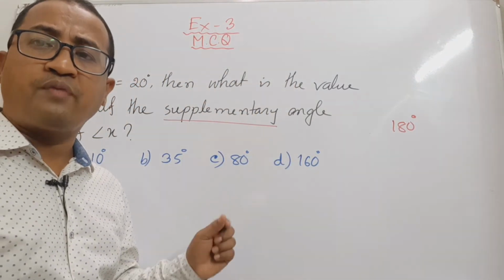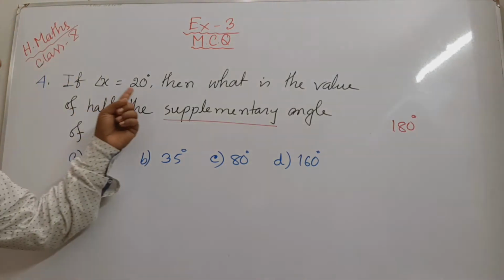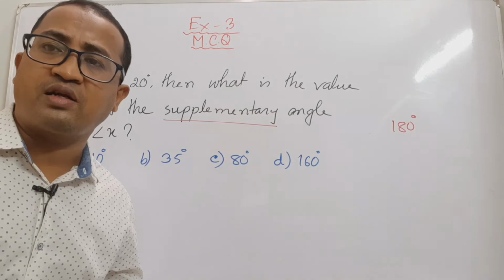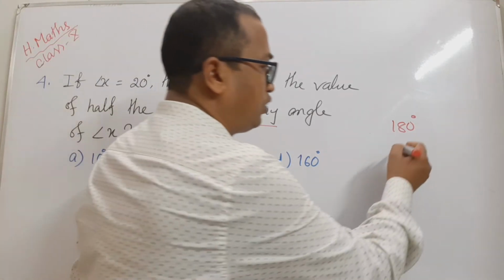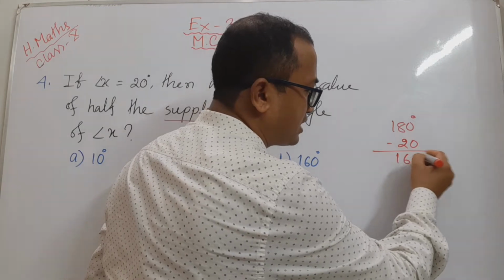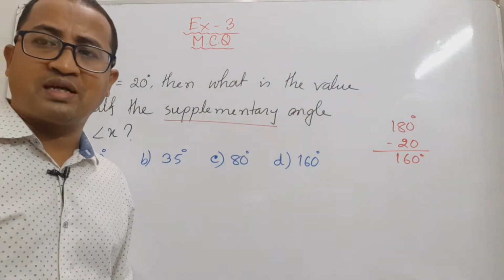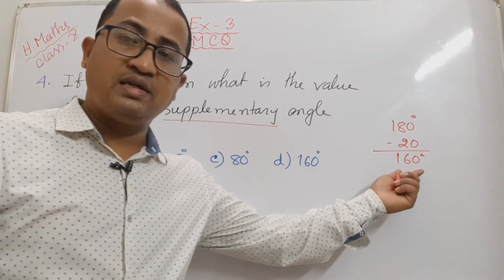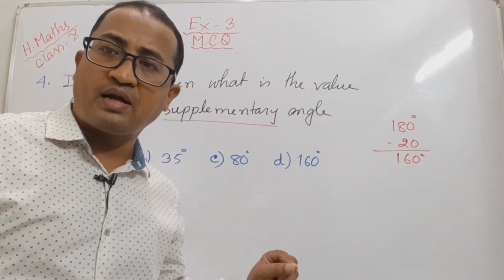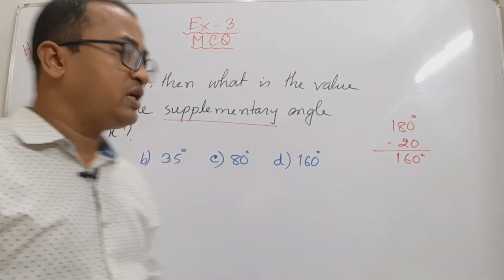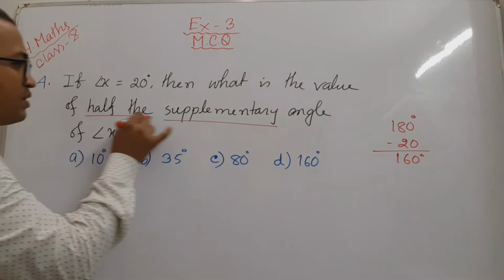Now if one of them is 20 degrees, what is the measurement of the other angle? So the other angle will be 180 minus 20, that is 160 degrees. So we can say the supplementary angle of 20 degrees is 160 degrees. But our question is half of the supplementary angle.